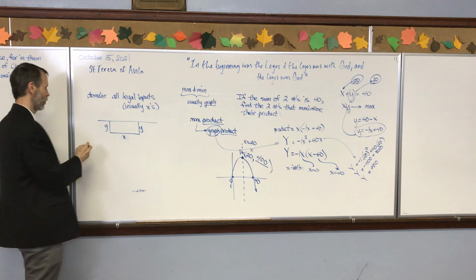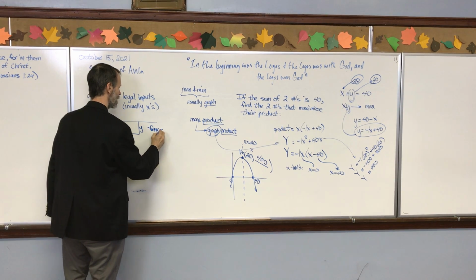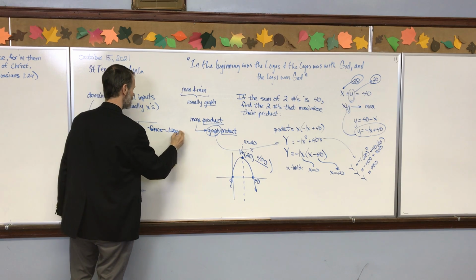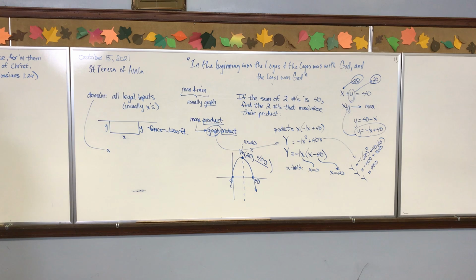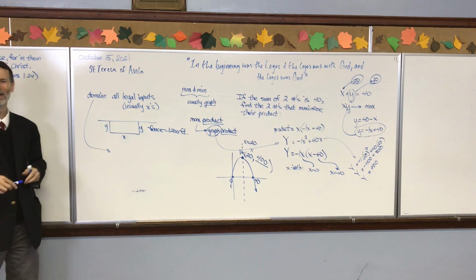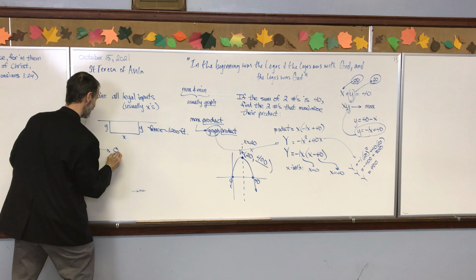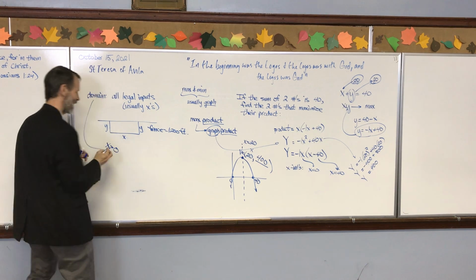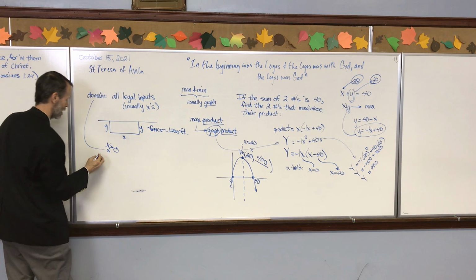So question, what's the domain if the fence is 1,200 feet? What are the logical limits on x? Because you can't have 5,000 for x, it's too much, you'd run out of fence. First of all, x definitely has to be greater than 0. If it isn't, I need to talk to you about how you build pens. It also has to be less than.